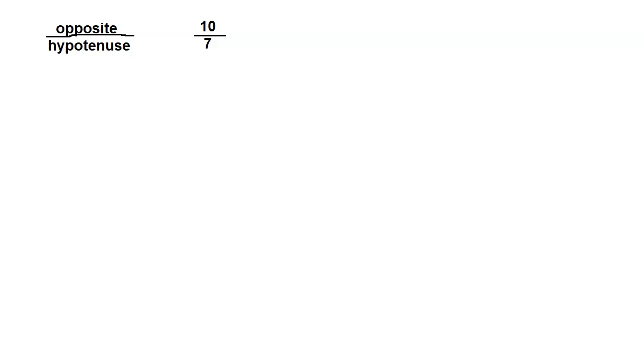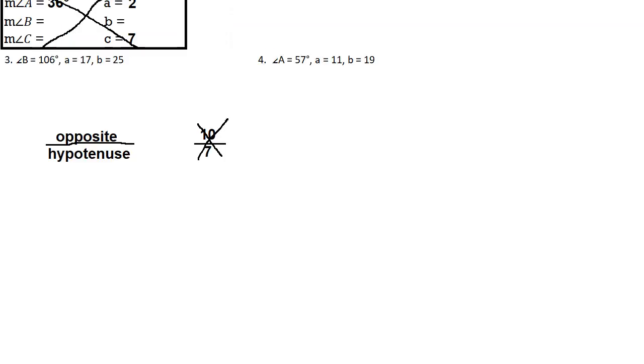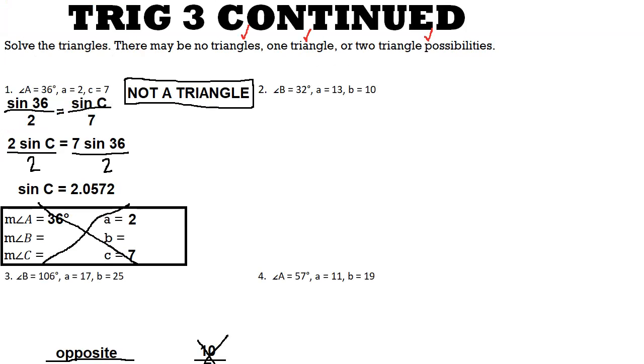Sine cannot be bigger than 1. The sine of any angle in the world cannot be bigger than 1. Which means if you get a problem like this where you're trying to solve for an angle, and so you have the sine of C equals 2.0572, as a teacher, I already knew that that was going to be a no-go. That number cannot be bigger than 1. If it is, then the information given is not going to make a triangle.